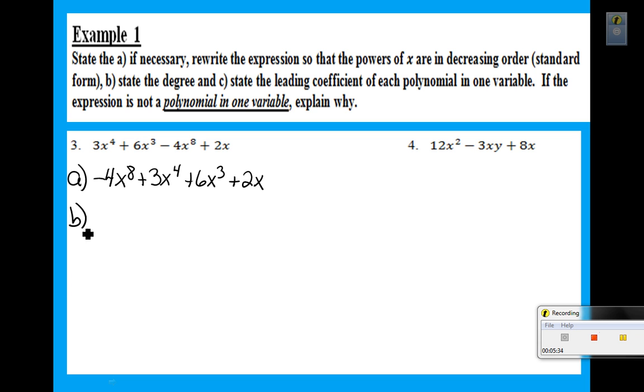I'm hoping that you already know the degree of this. The degree of this is going to be an 8th degree polynomial. The leading coefficient then is going to be a negative 4, just the number in front of there.